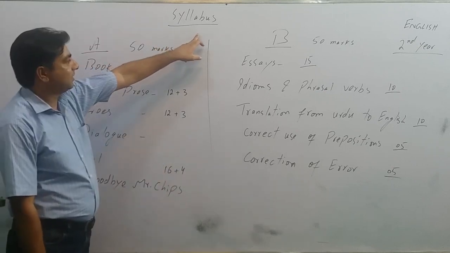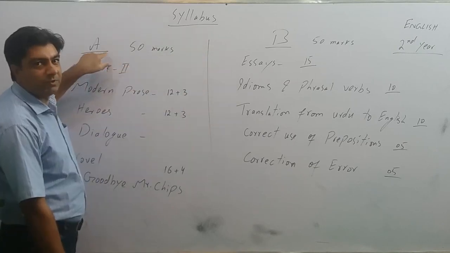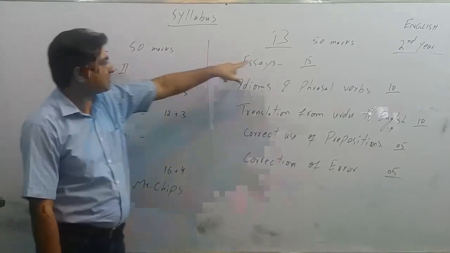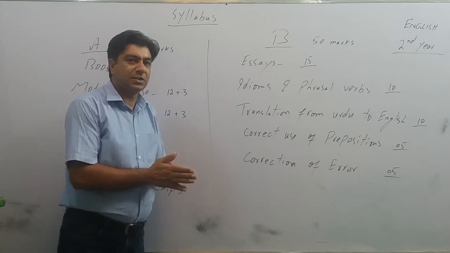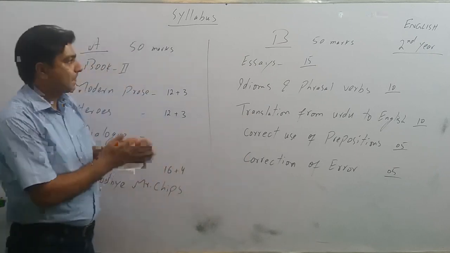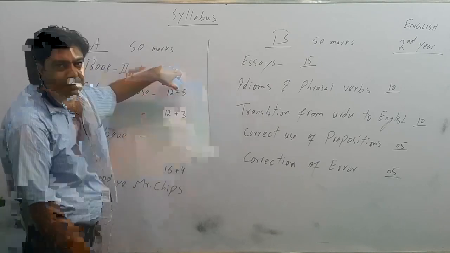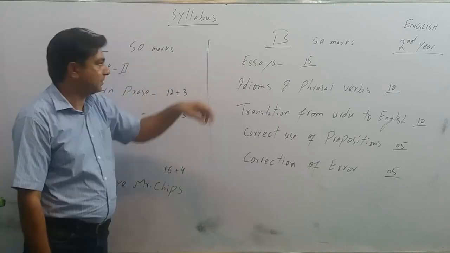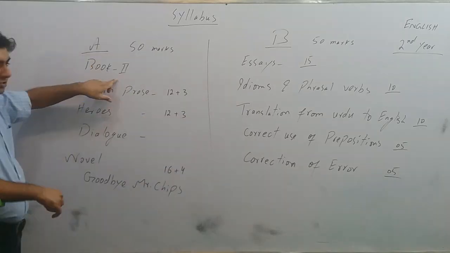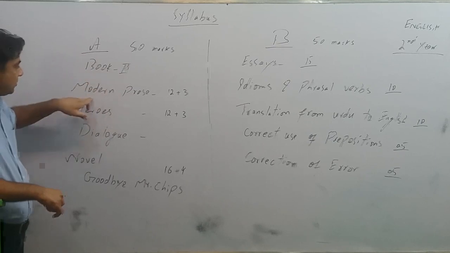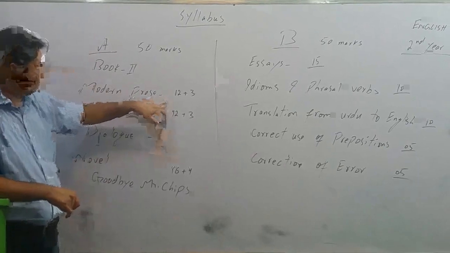Our syllabus, according to the pattern, is divided in two parts. One is called paper A, second is called paper B. The paper is of 100 marks, but it will be given in one sitting. Not two separate papers. It would be one paper. It is based on Book 2, Modern Prose. This Modern Prose includes 10 essays.